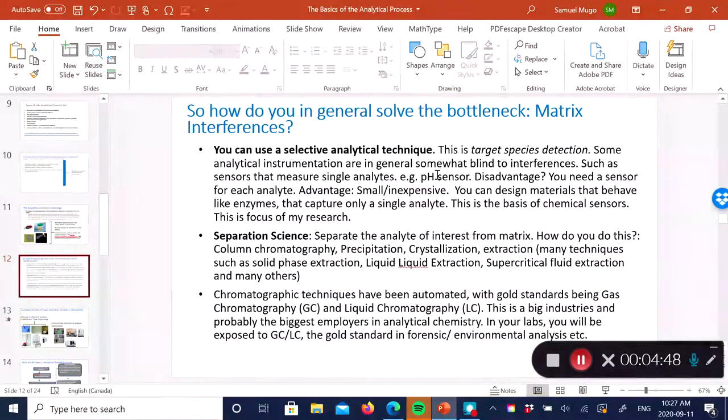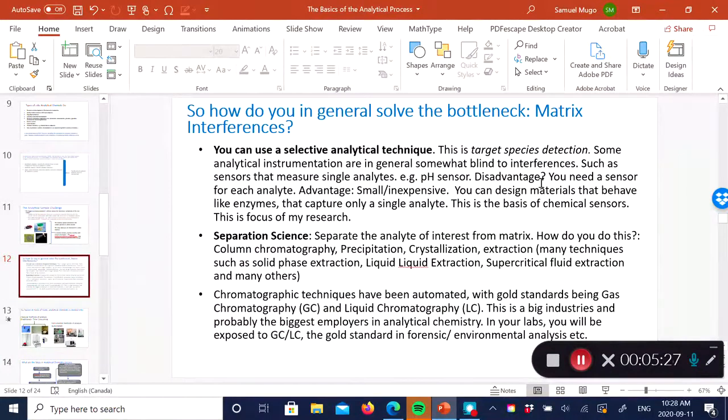Now, it's a huge industry because you can design different materials that behave like enzymes. I think we all know that enzymes are very, very specific to the substrate, and the substrate is the analyte. And so we often try to mimic nature by designing materials that are very, very selective to a target analyte, and that way we can make a chemical sensor for almost anything. And that's the basis, actually, of most of my research.